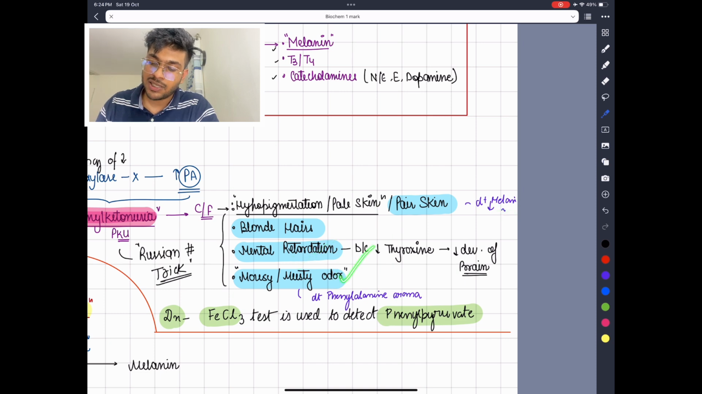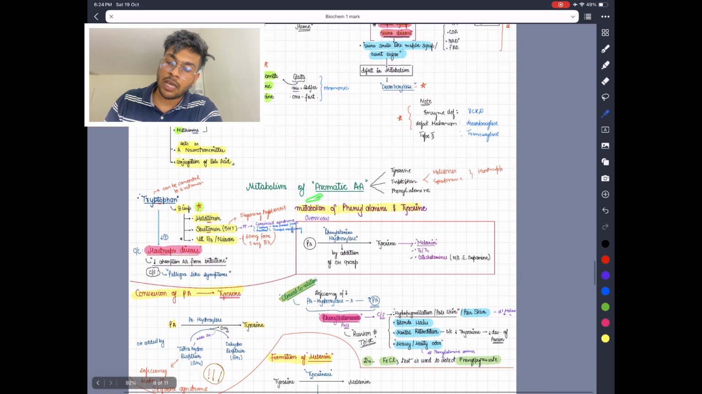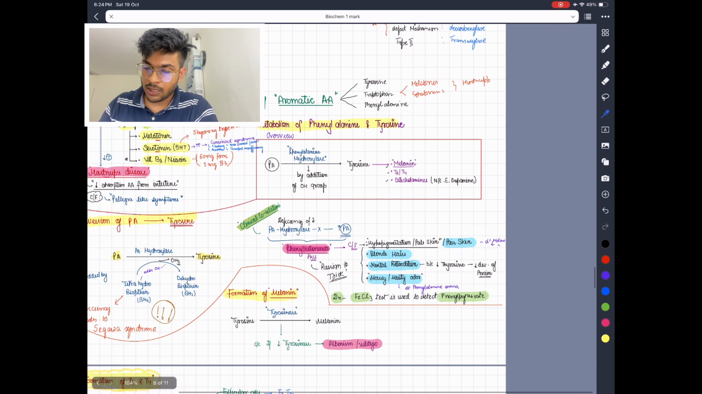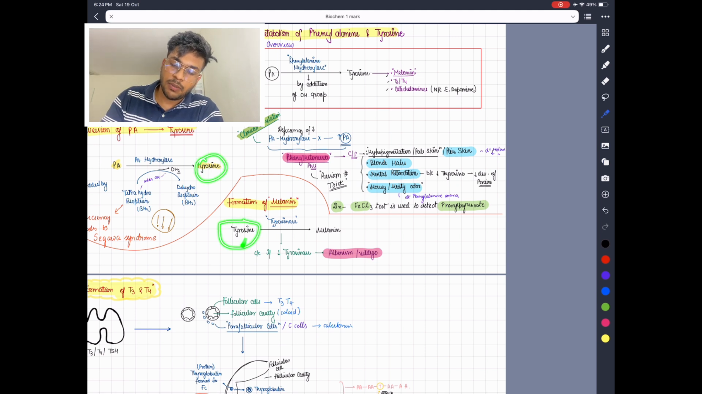They'll have a musty odor or smell because of phenylalanine. As I said, these are aromatic compounds. That means they have their own particular smell. Another question which can be asked is how it is tested. The test for this is called the FeCl3 test. I'm not sure, but I think the other name of this FeCl3 test is the Guthrie test. So have a look into that. Now tyrosine, the same thing. Tyrosine can also get converted into melanin by an enzyme called tyrosinase.